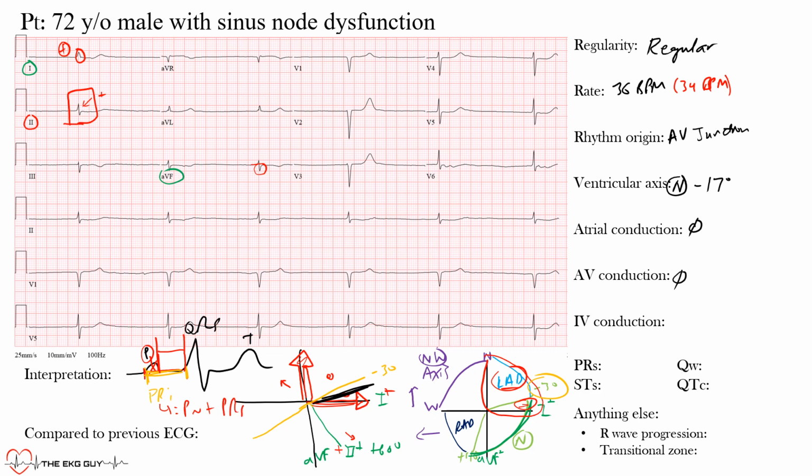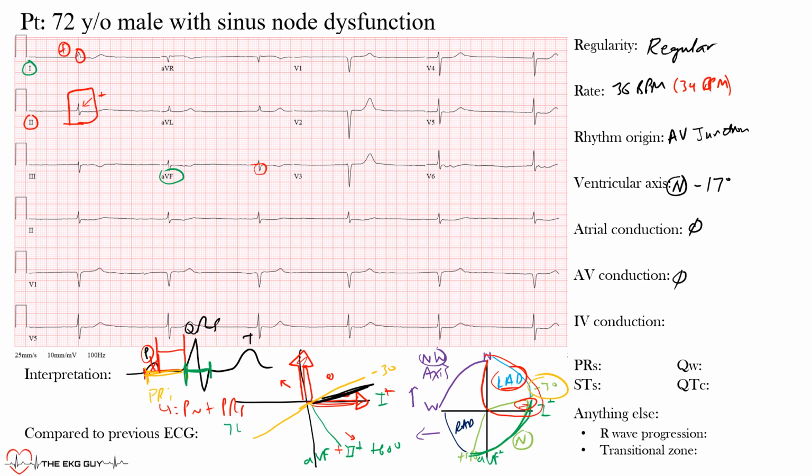Next, let's look at IV conduction, or intraventricular conduction. With intraventricular conduction, we're looking pretty much at the width of the QRS complexes. And we mentioned earlier that they seemed narrow. What do we mean by that? From the beginning to the end of our QRS complex, that's the width we're looking for.